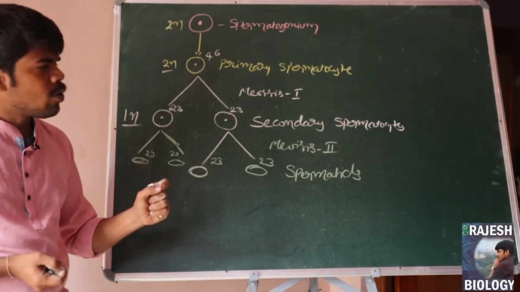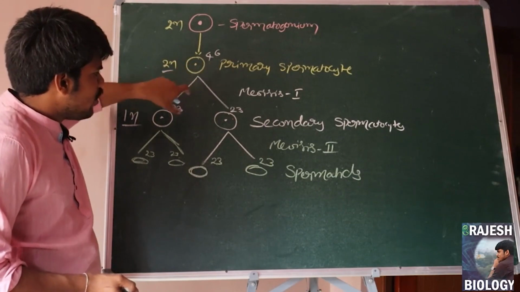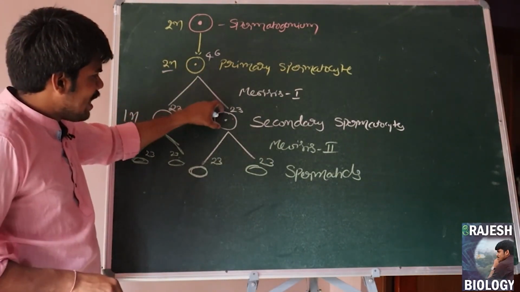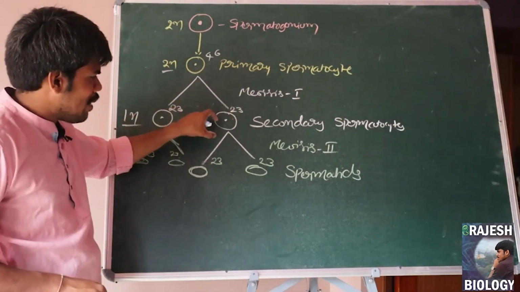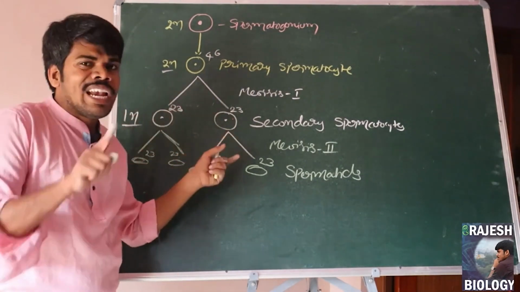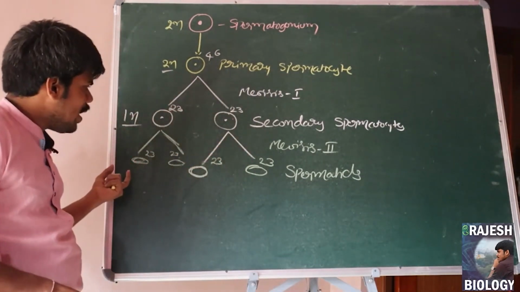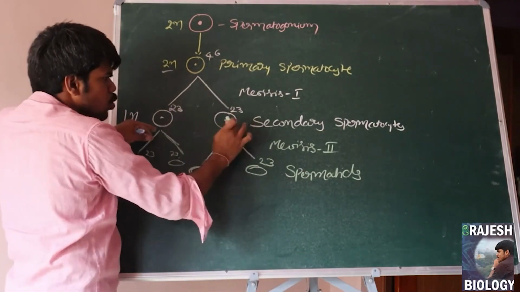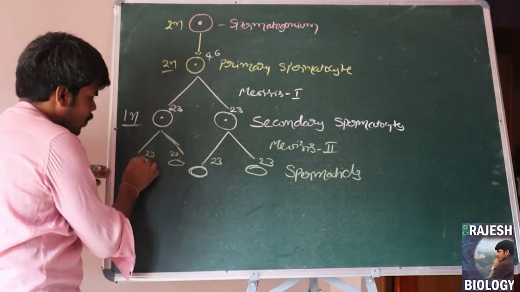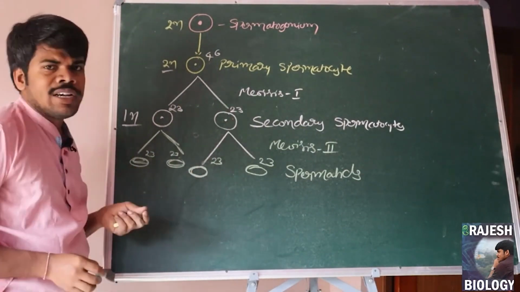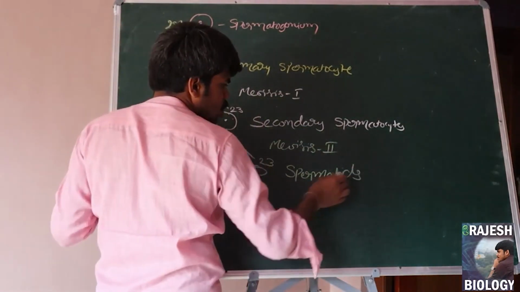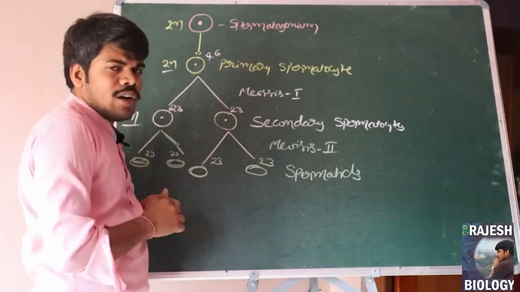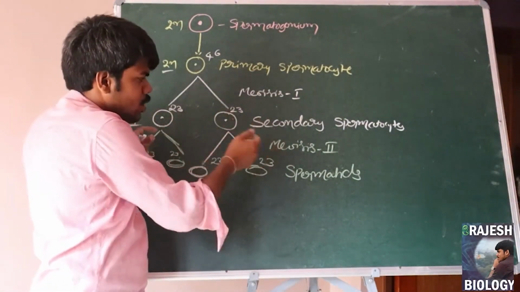So primary spermatocytes undergo the first meiotic division and form two secondary spermatocytes. Each secondary spermatocyte undergoes the second meiotic division and forms how many? From each secondary spermatocyte, two spermatids are formed, so 4 spermatids in total. Spermatids are also 1n. This is also meiosis 2.